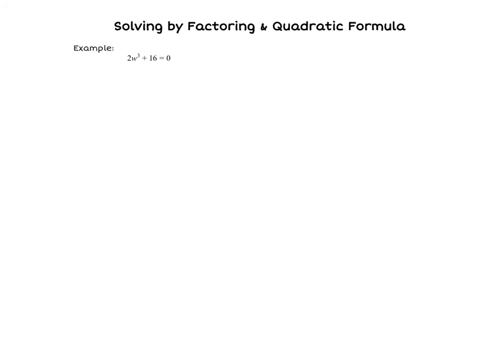Now, sometimes you might have to use a combination of factoring and quadratic formula. So considering this example we've been given, I can see that there's a greatest common factor, so I'm going to factor it out. So I have 2w cubed plus 8 equals 0. Now I can also see that w cubed plus 8 is a sum of perfect cubes, so I'm going to use crummy sops to factor it.